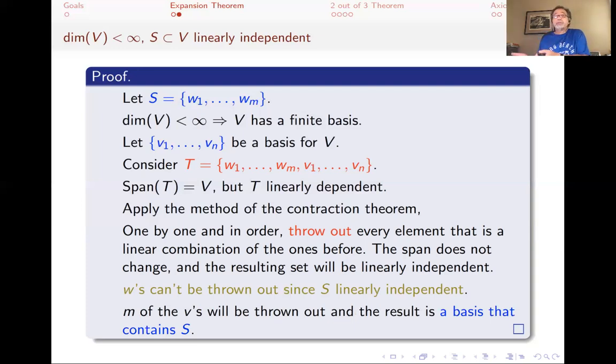So some of the V's will be thrown away. Some of them will stay, but all of the W's are there. And at the end, we'll have a set that still spans V and it's linearly independent, so it's a basis. Therefore, it will be a basis that contains S.